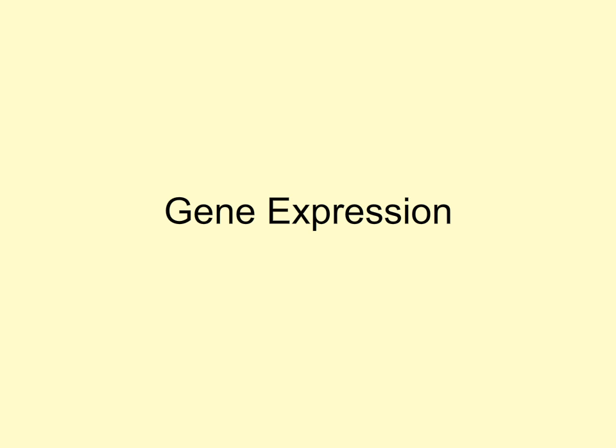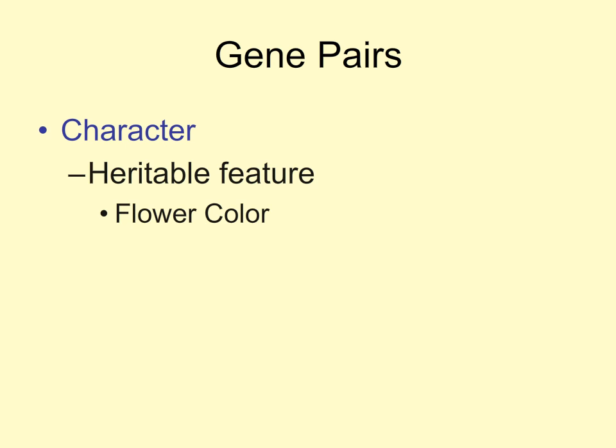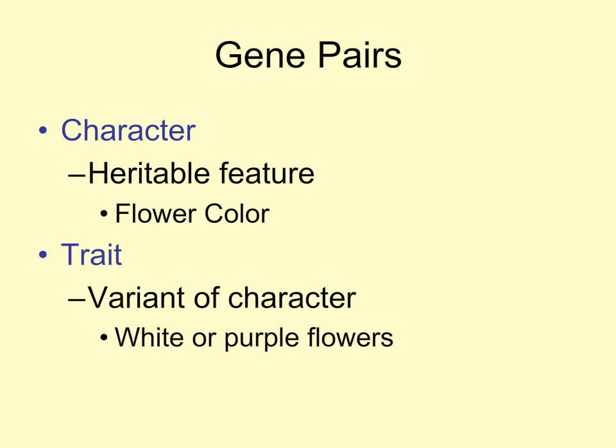Gene expression results in the production of a cellular product, typically a protein. The protein manifests as a trait. When we use the term character in genetics, we mean a feature that the offspring inherit from their parents in the form of genes. Flower color would be an example. But the term trait is more specific. Traits are variations of characters, white or purple flowers.